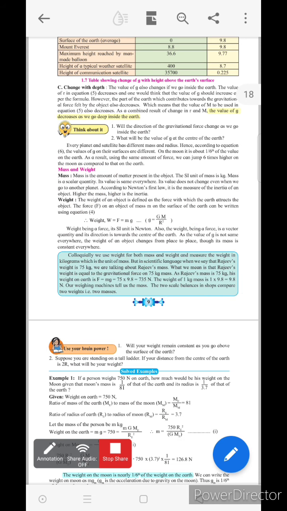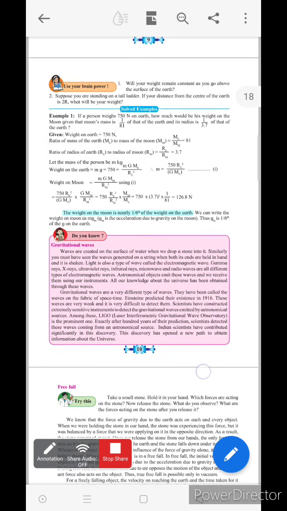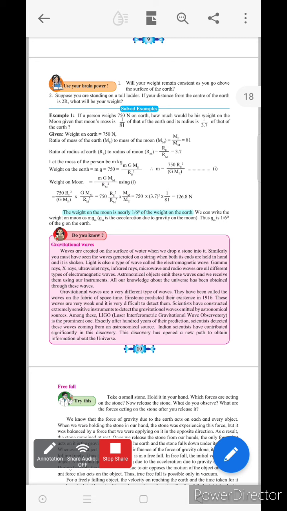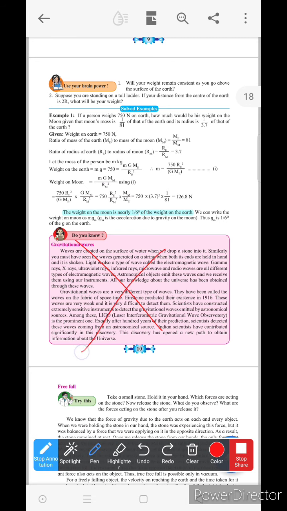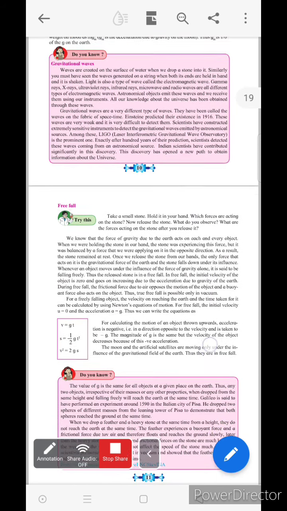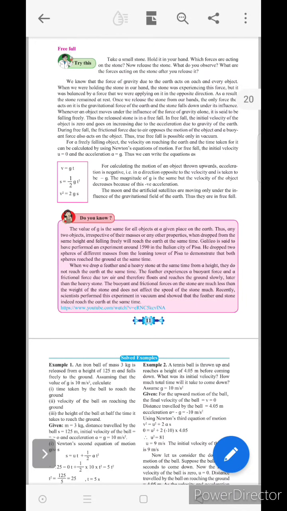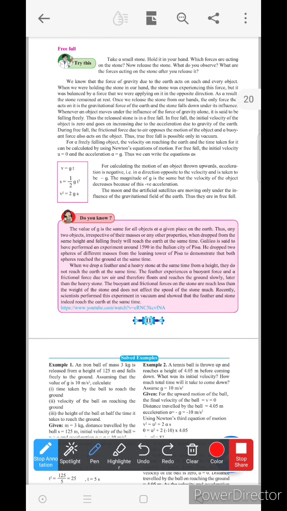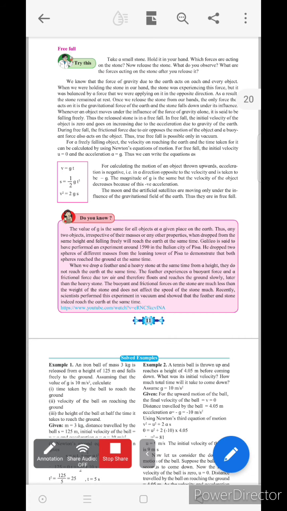Now we will move on to the next page, page number 10. On page number 10, the pink color box is removed. Enough for page number 10. Now we will move on to page number 11. On page number 11, again the pink color box, Do you know, that topic is removed.